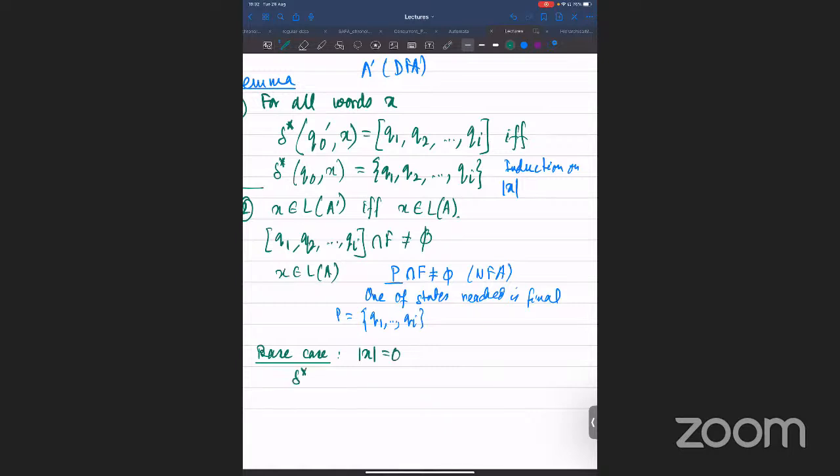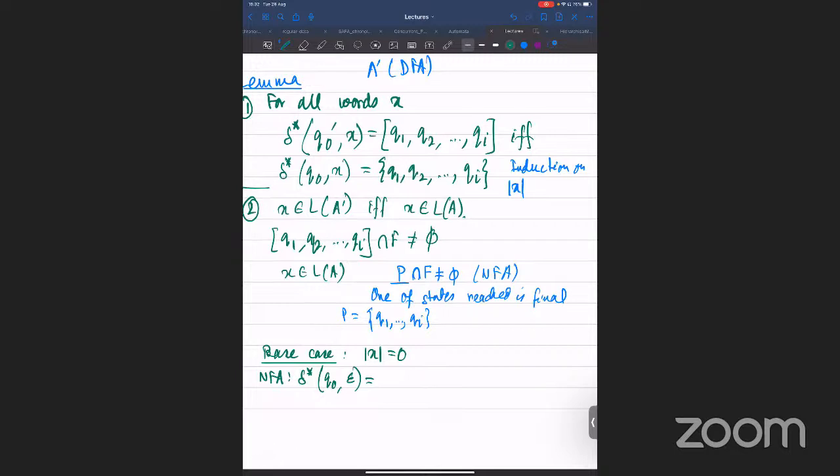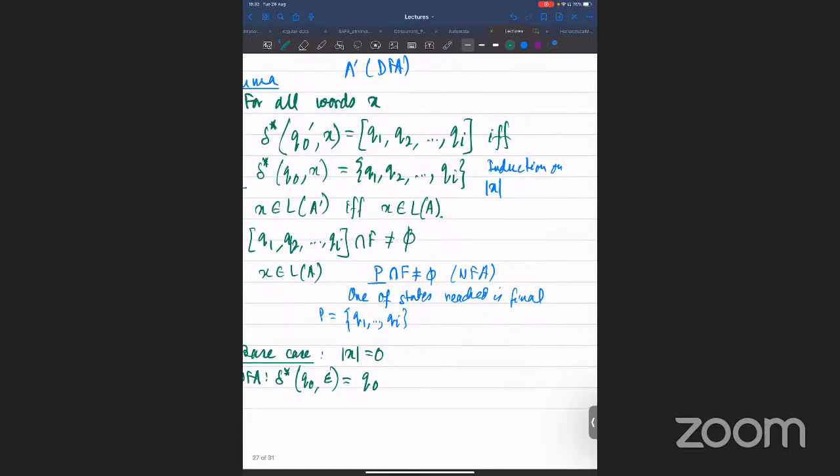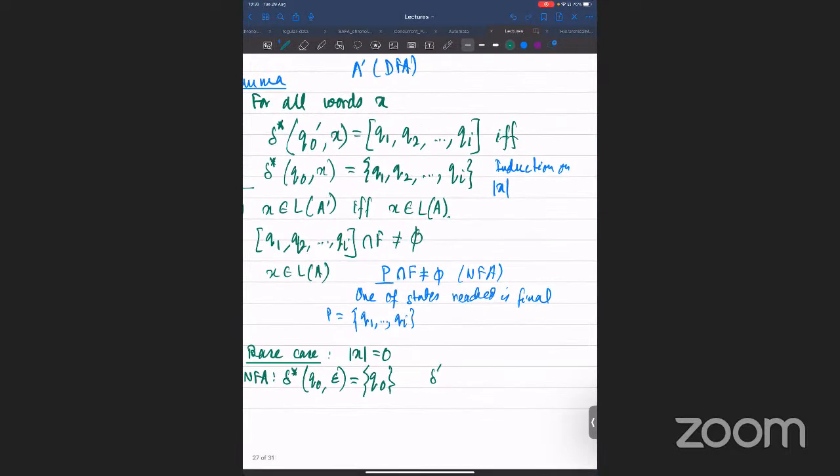So essentially on the NFA side, delta star of Q0 comma epsilon equals Q0 itself. And on the DFA, what happens is delta prime star: you have Q0 prime, and if you read epsilon, you go to the same state, which is the set containing Q0.